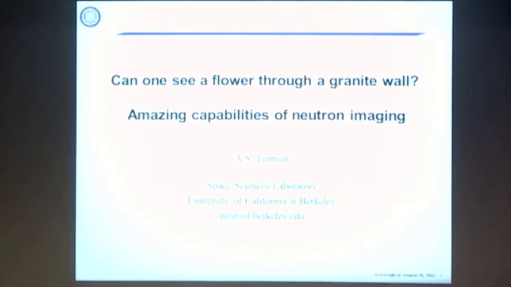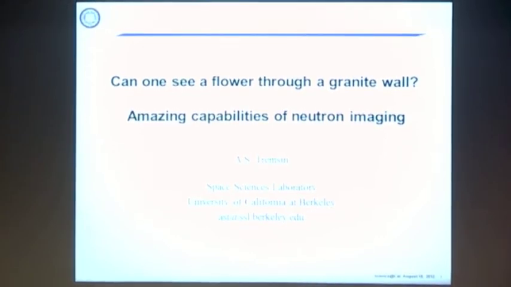Good morning. So I would like to tell you something about the work we do at Space Sciences Lab, but not our main kind of work, because of course Space Sciences Lab is mostly about astrophysics and instrumentation and measurements, but I'll tell you about something off our main path. I will be talking about neutron imaging. And the reason I present this is because we had some technology which we developed for astrophysical instrumentation. And then we extended it to neutron imaging. And I would like to convince you that you can indeed see a flower behind a granite wall.